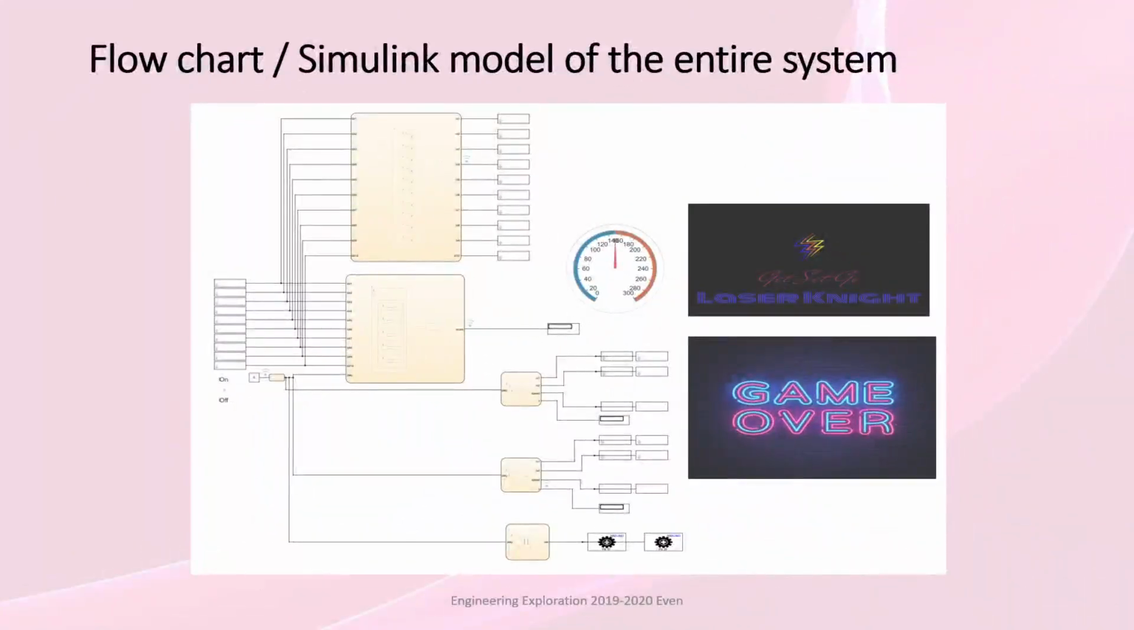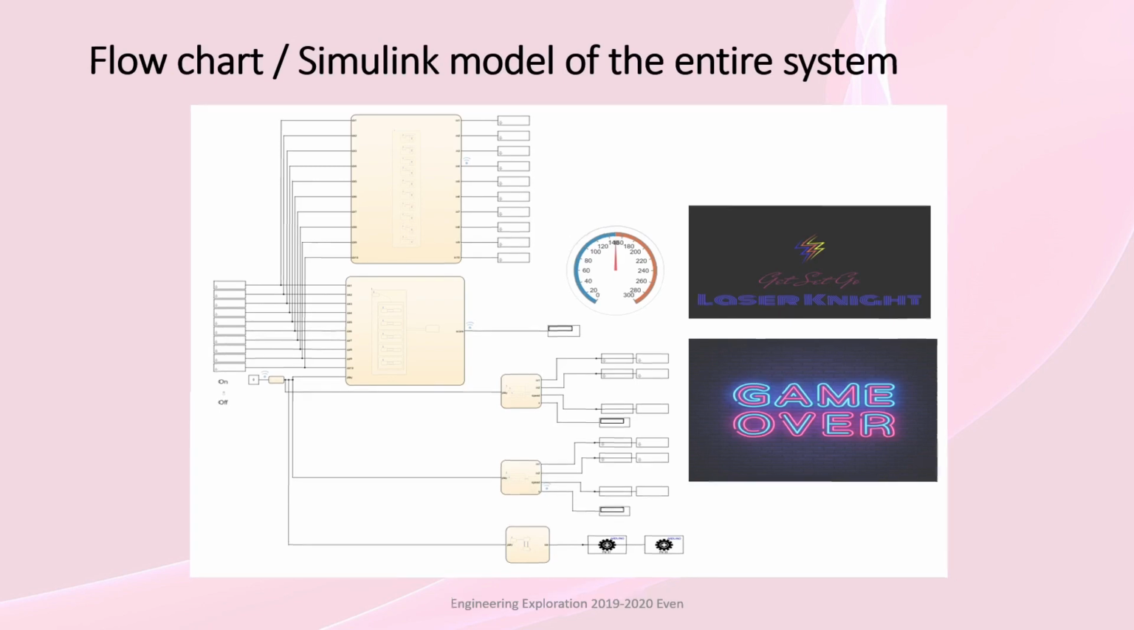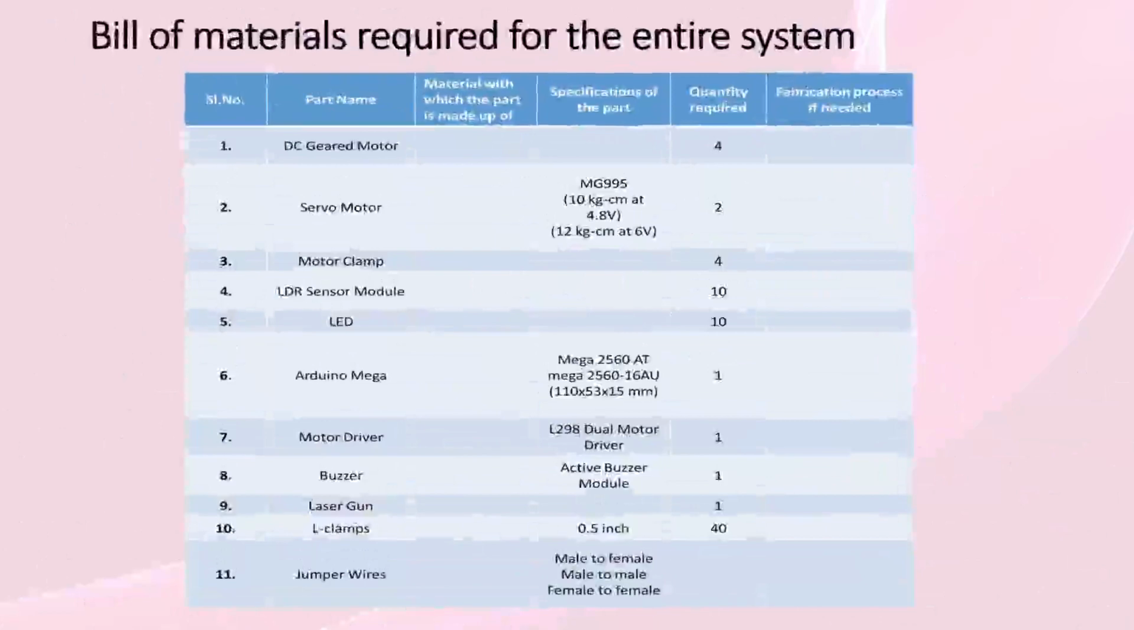Now let's move towards the Simulink model of our course project. This is the Simulink model which is controlling the whole gameplay of the Laserlight. The game maintains a playtime of 3 minutes for each player, within which the player has to score as much as possible. Moving on to the bill of materials required for our entire model. This table contains all the details of the components used in our course project.